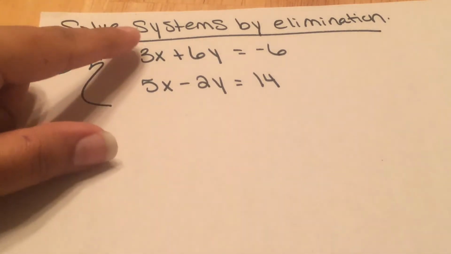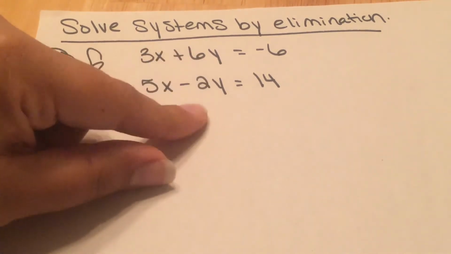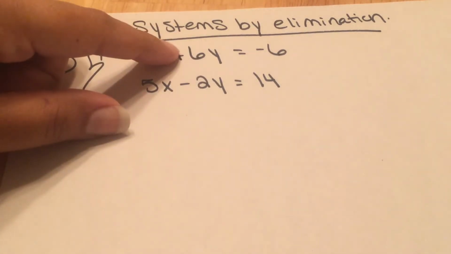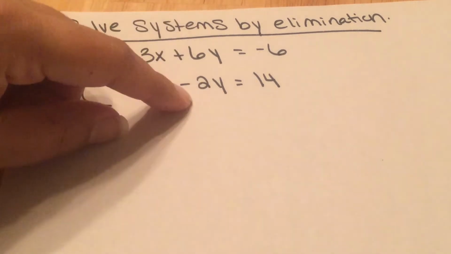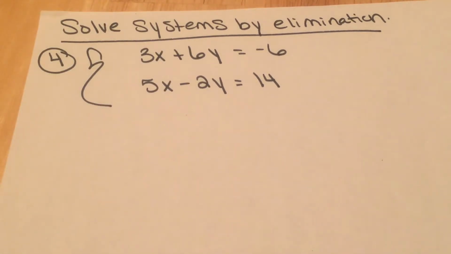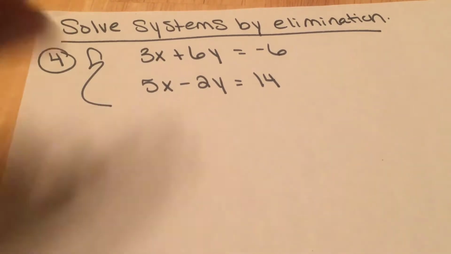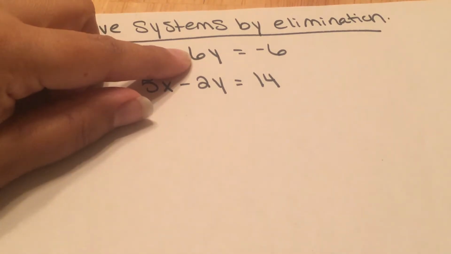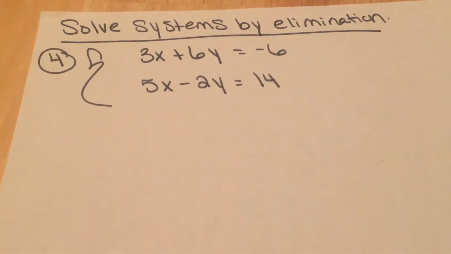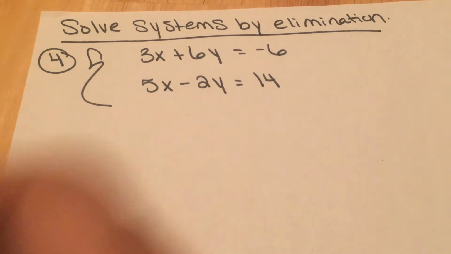So if we look, I'm actually going to choose to eliminate my y's. The reason is because I have a positive and a negative. But remember, to eliminate, they both need to be the same number. So what's common between 6 and 2? Hopefully we realize that the least common multiple between 6 and 2 is going to be 6.